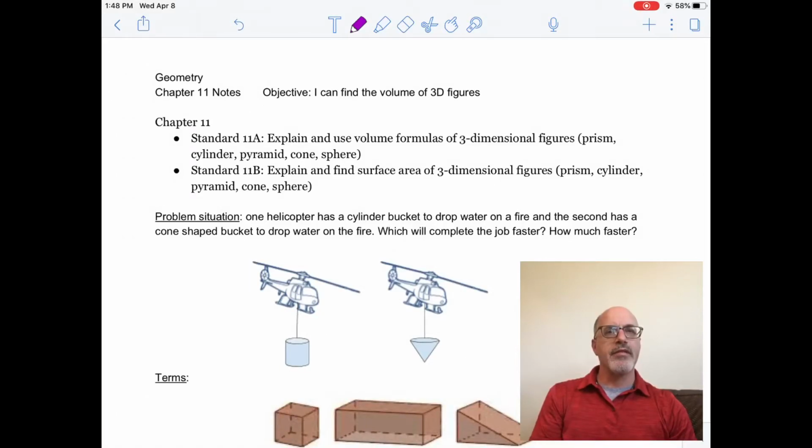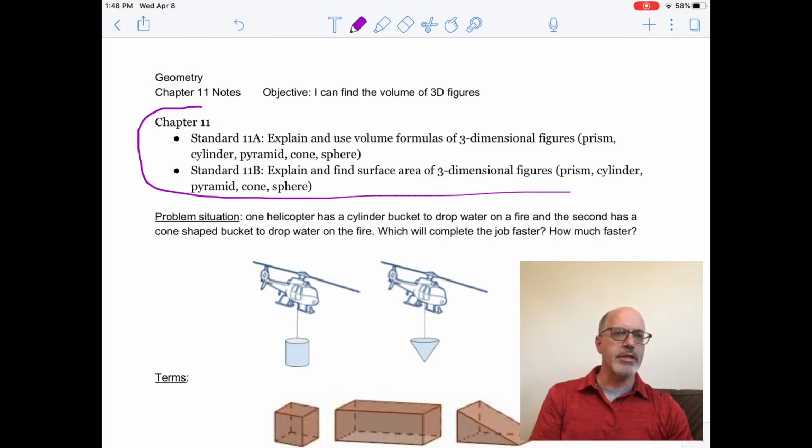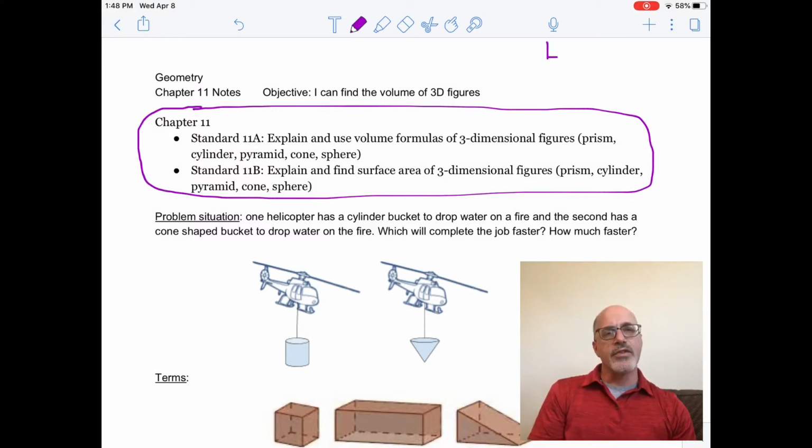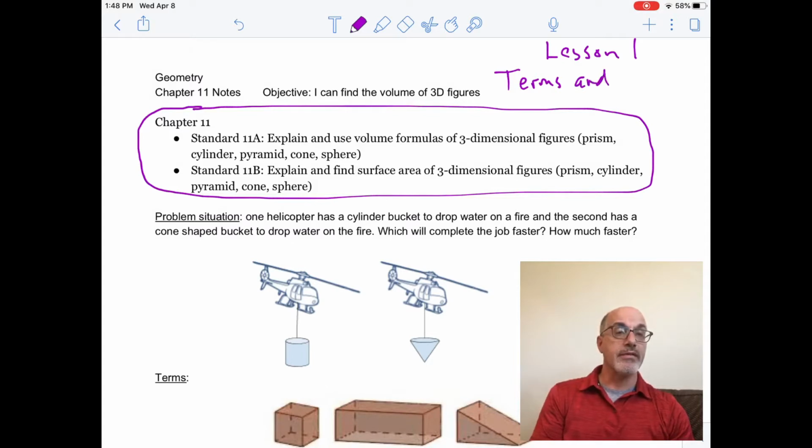In Chapter 11, our two standards are to explain and use volume formulas in three-dimensional figures, and then also to explain and find surface area in three-dimensional figures. This first section that we'll deal with, Section 1 of Chapter 11, is our first lesson out of a few that will deal with really talking about the terms and also the formulas for volume. So we'll start with volume.